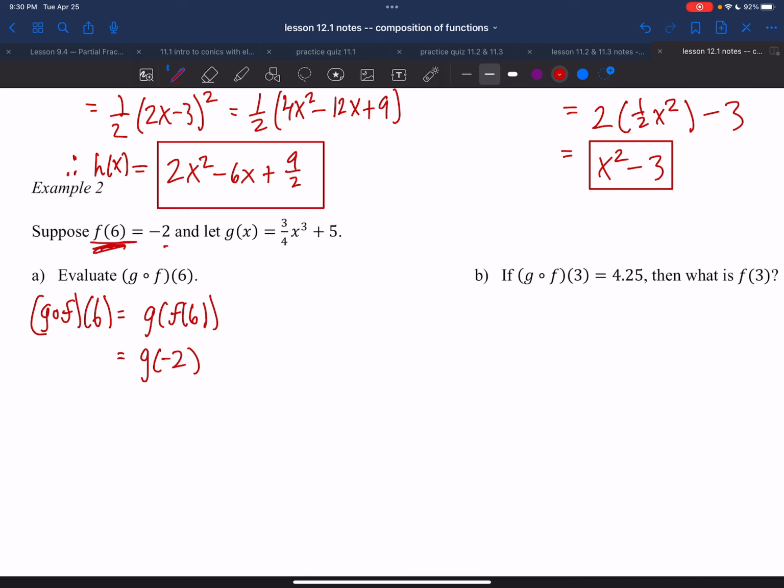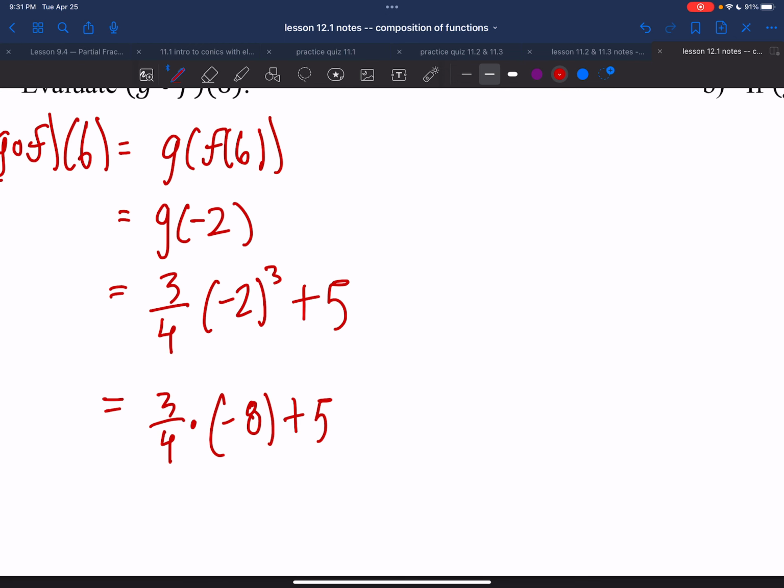F of 6 is -2, so I just replace f of 6 with -2. So then I say, okay, this is g of -2, is 3/4, not x cubed, but -2 cubed plus 5. Now, of course, -2 cubed, that's -8, right? So that's 3/4 times -8 plus 5. And if I compute that, it's -6 plus 5, which equals 1.